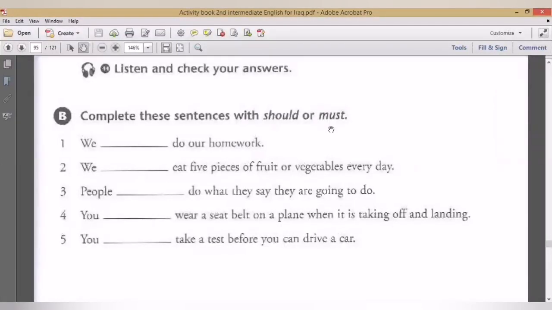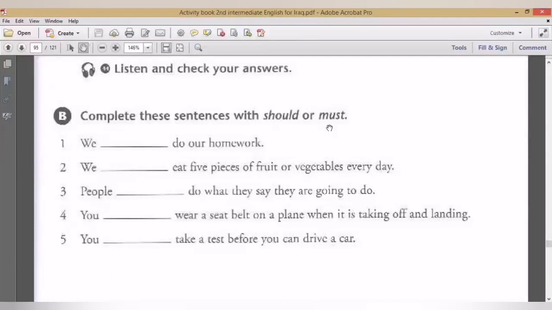We should eat 5 pieces of fruit or vegetables every day. Number three, people do what they say they are going to do. They should, right? People should do what they say they are going to do.